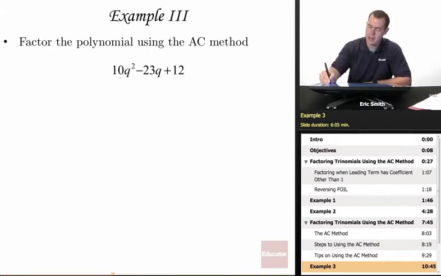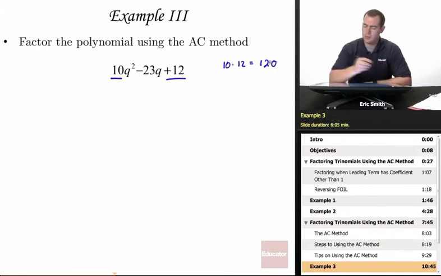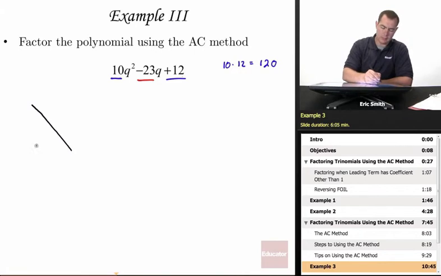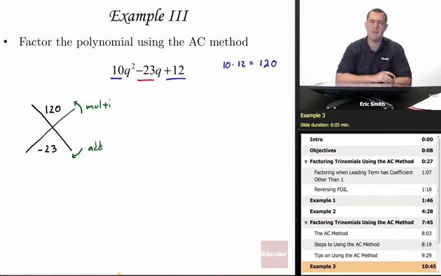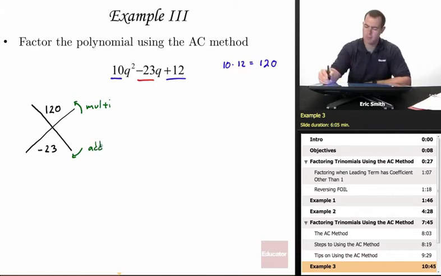I want to go ahead and multiply my A term and my C term together. So 10 times 12 would equal 120. So I'm looking for two numbers that will multiply to give me 120 and add to be a negative 23. This is where our little box will come in handy. Let me just put in a few little notes. So we want them to multiply to give us that top number, and we want them to add to give us that negative 23.